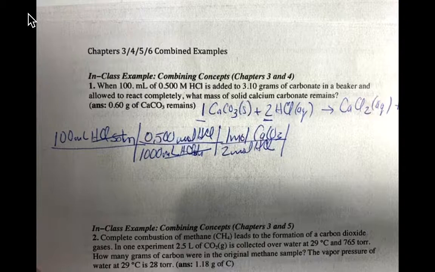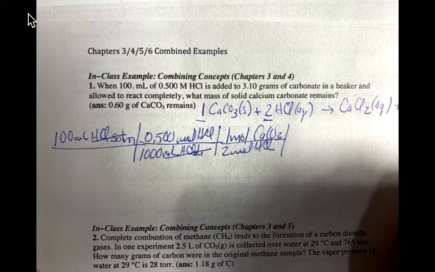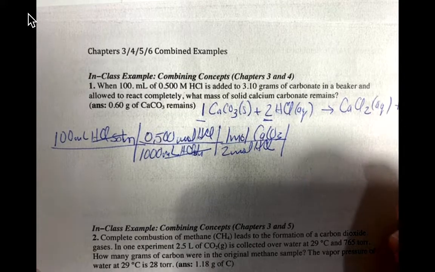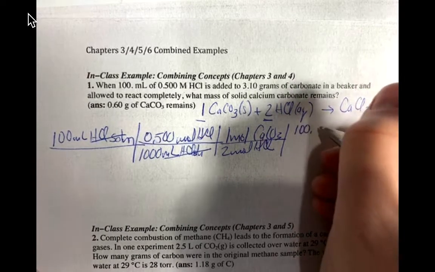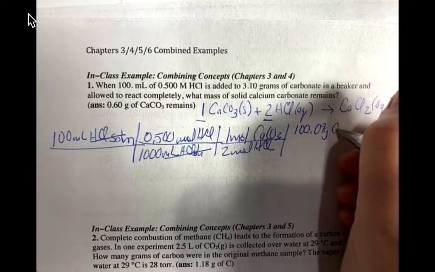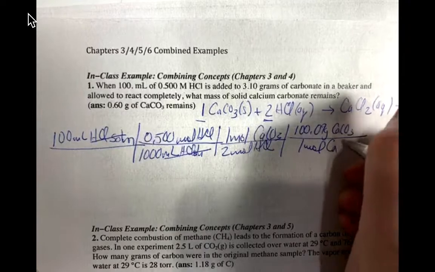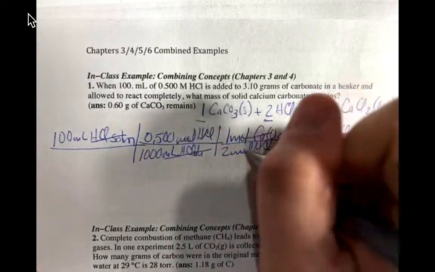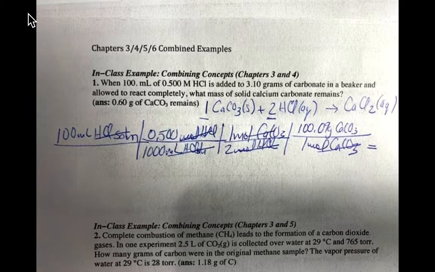And then finally, let's go ahead and put it in a mass. And I figured out the molar mass for myself. So I have 100.09 grams of calcium carbonate. That's its molar mass, is 1 mole. Okay, so we figured out now the mass of calcium carbonate that would have reacted with this amount of HCl.